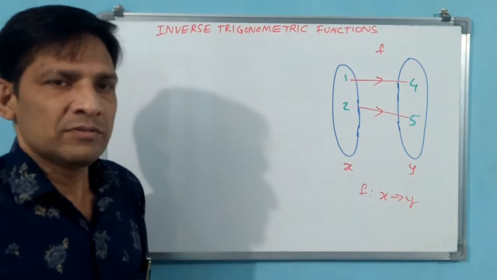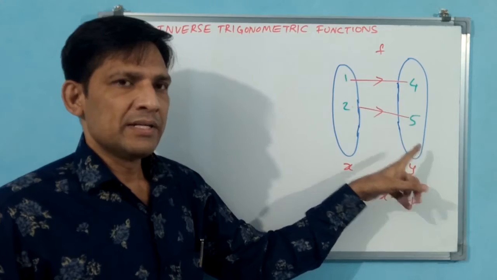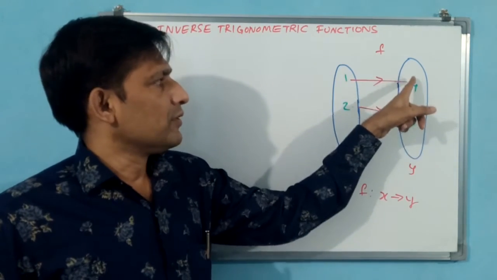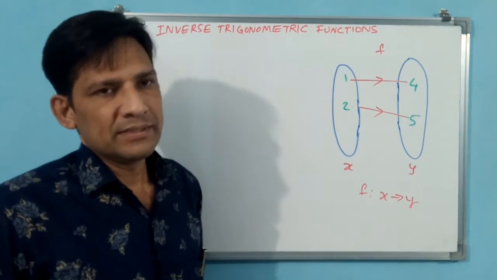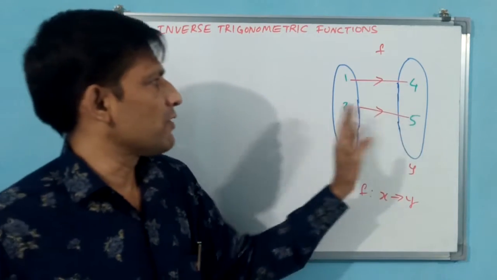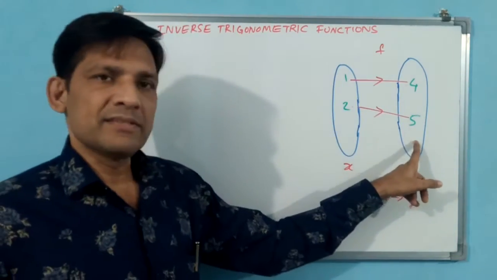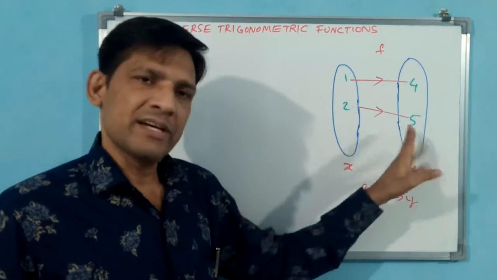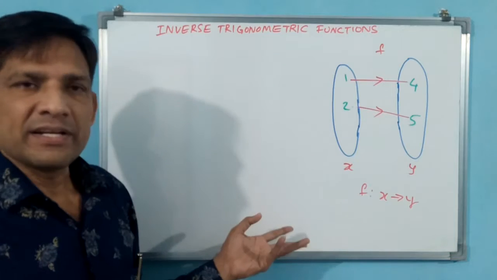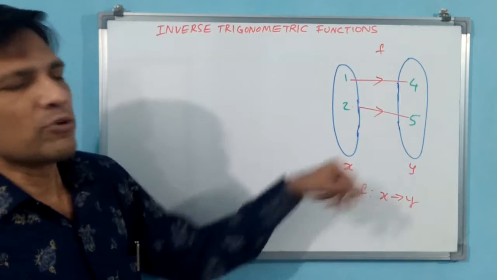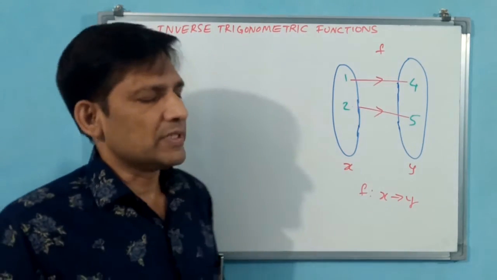Now, is it onto? Yes. Each element has only one image in the codomain, and range and codomain are both the same. See, the range is 4 and 5. Range means those which have a relation. If I write 6 here, 6 will not come in the range, because 6 doesn't have a relation. That is why 6 will be in the codomain. When codomain and range are both equal, it is called an onto function or surjective function.